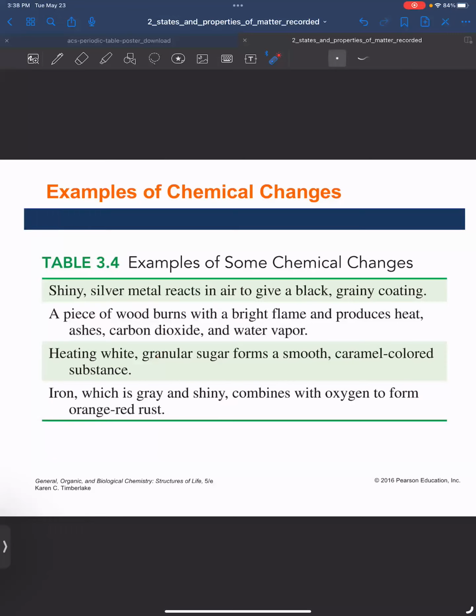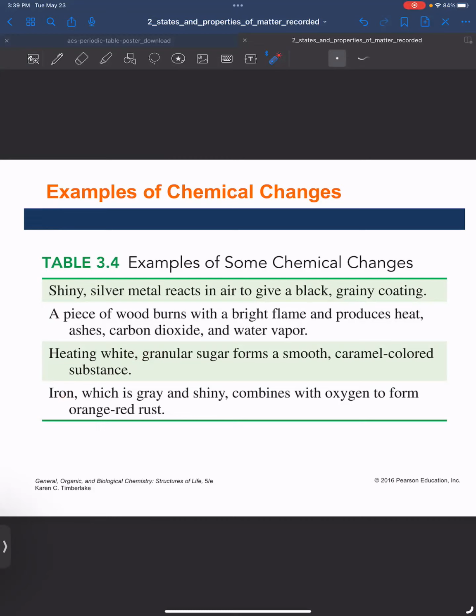Heating white granular sugar forms a smooth caramel color substance. Like we saw in the flan example earlier, we didn't just sprinkle sugar on it. It would be a different texture. It would add the sweetness. But what we did first was we heated that sugar to form that caramel sauce to pour on top of the flan. It tastes really good that way. And that's a chemical change that's taking place to form the caramel from the original white granular sugar.